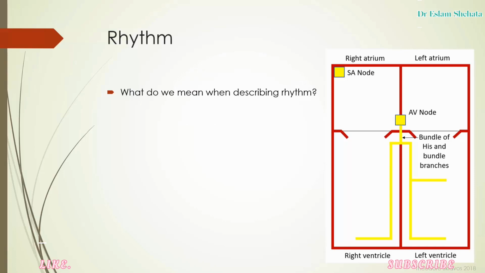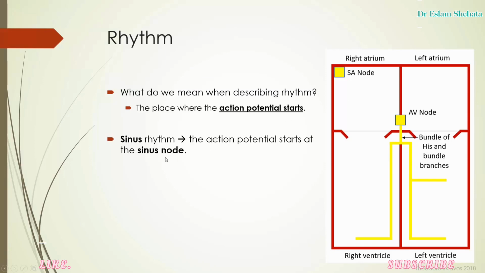Okay, now what we mean by rhythm is where the action potential started. So in sinus rhythm, that means the action potential started at the sinus node. Looking at this diagram here, atria on top, ventricles on the bottom, sinus node, AV node, bundle of His, bundle branches. Now, if this is sinus rhythm, it means the action potential started here, it then spreads out and activates the entire heart, and then the whole heart beats in rhythm with the sinus node, because that's where the action potential started.